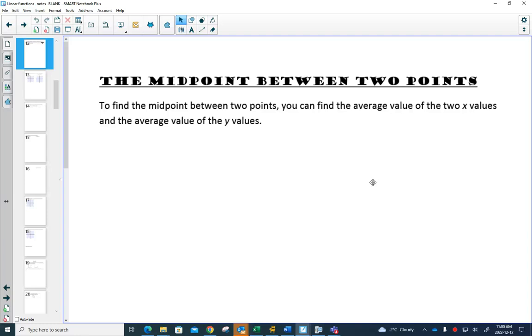We are on page 6. We already were introduced to a new formula for the distance between 2 points. How many people have memorized that formula already?